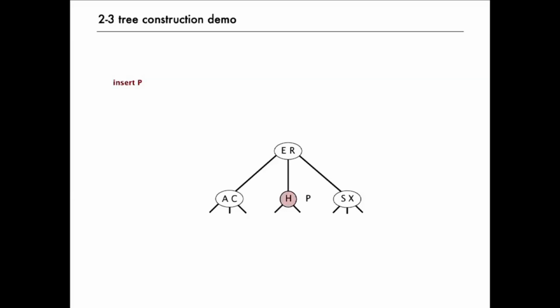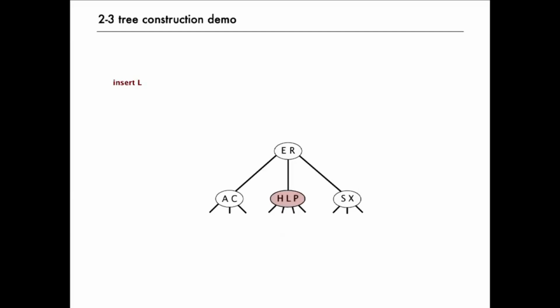Insert P. That goes between E and R, the 2-node containing H. Right link is null, so we convert that 2-node into a 3-node. And now we have a legal 2-3 tree. Now you can see this next insertion is going to cause some splitting, wherever it is. So insert L, that's between E and R, so it goes in the 3-node containing H and P.